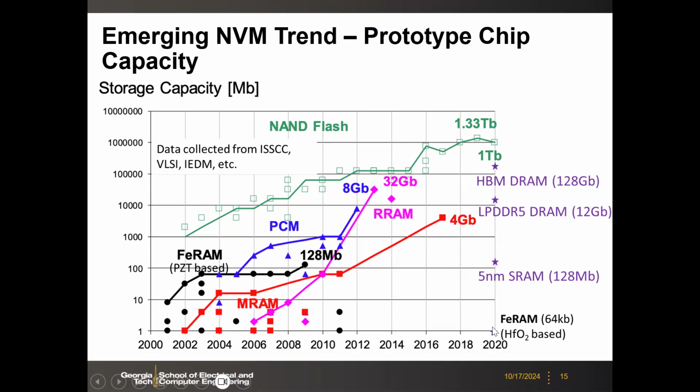And then Ferro is kind of a newcomer in the field. I mean, Ferro itself is not new. We'll talk about the history later. But the new Ferro, based on the hafnium oxide system, is a newcomer. In 2020, Sony demonstrated a 64 kilobit chip. But as I said, last year, Micron had a 32 gigabit FE-RAM. So that is a general trend in terms of the capacity. Those emerging memories can get up to around 10 to 30 gigabits per chip today.